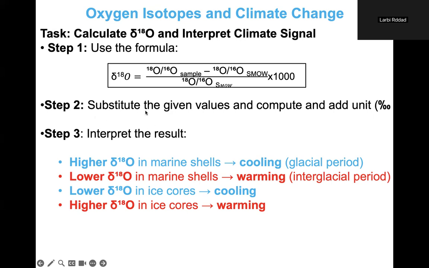So step number two, substitute the values. You'll be given the ratio of the sample and the ratio of the standard, and then you substitute the values. Step number three, interpret the result. And that's what you have to remember. If you have higher delta O18, remember this, let me just write this down to clarify things for you guys.